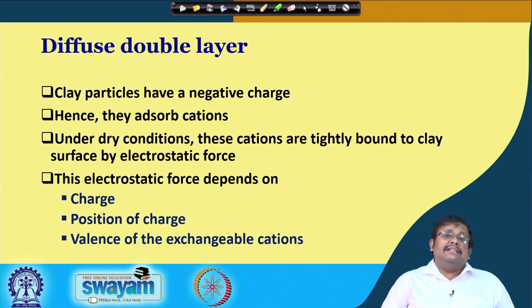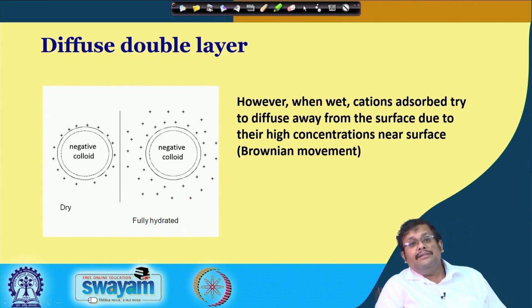Under dry conditions, these cations are basically tightly bound to the clay surface by electrostatic attractions. However, this electrostatic force depends on the charge, the position of the charge and the valence of the exchangeable cations, obviously.